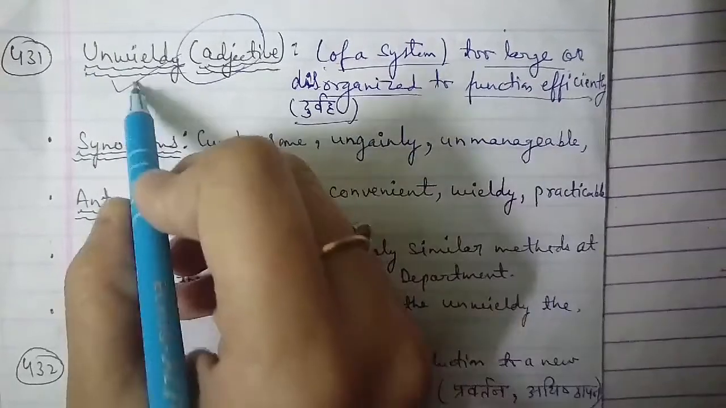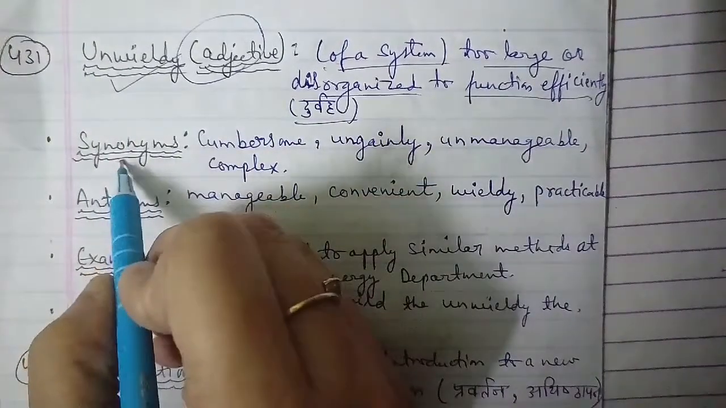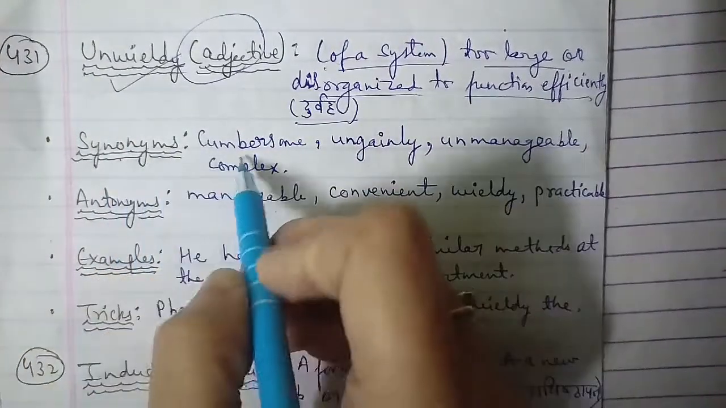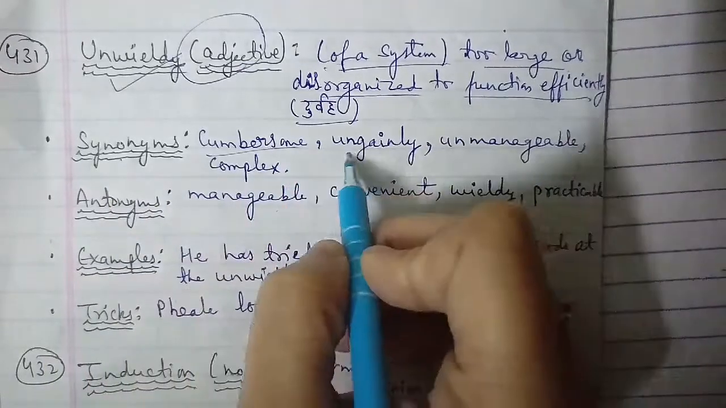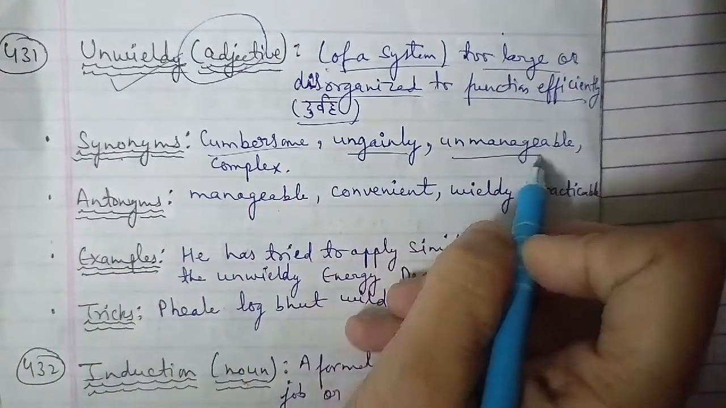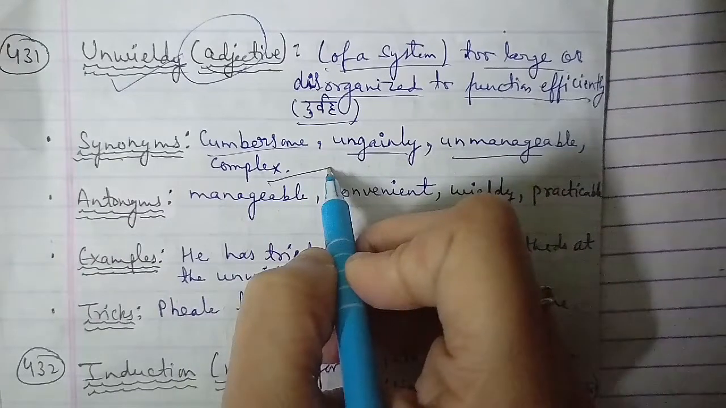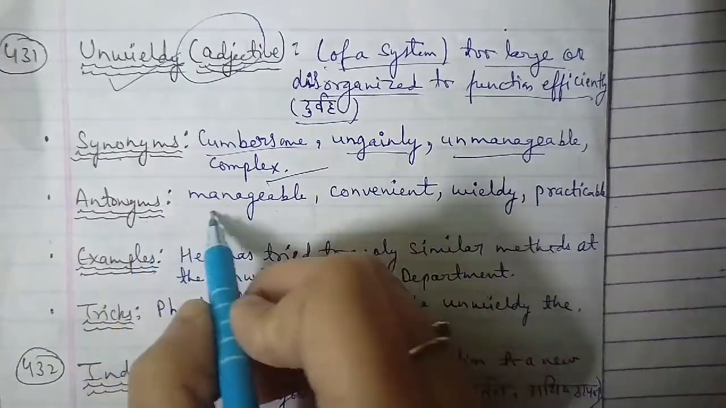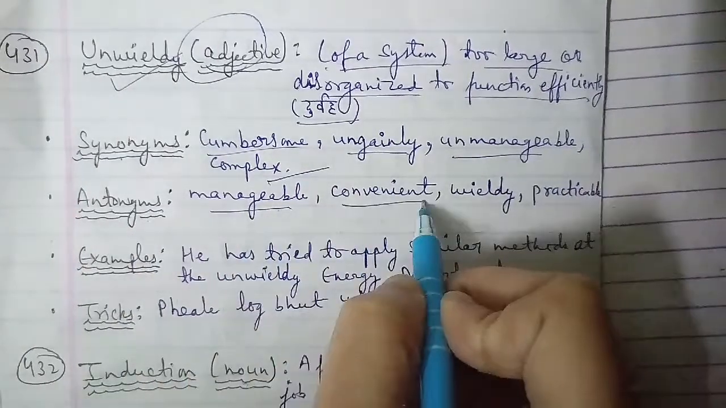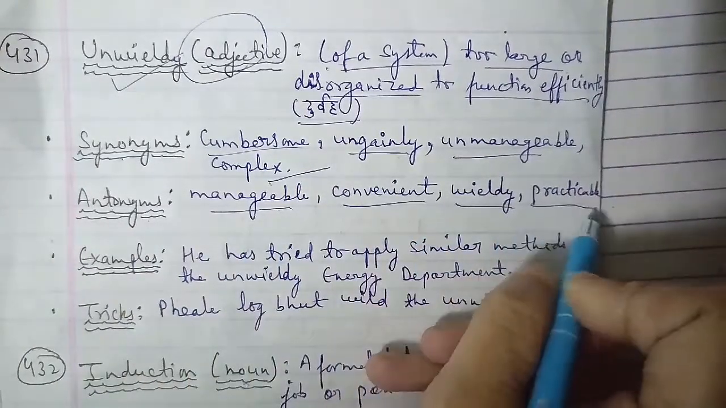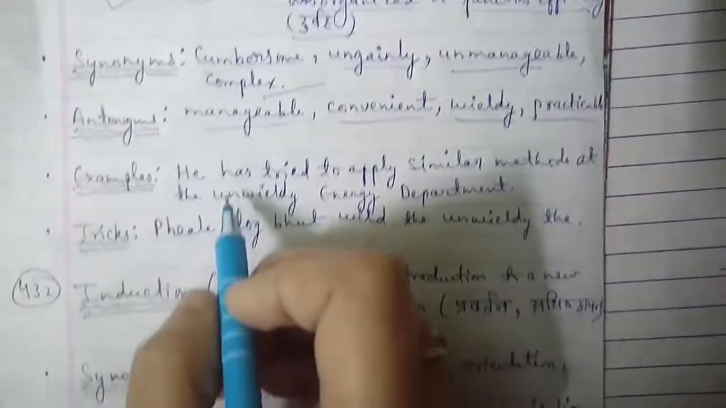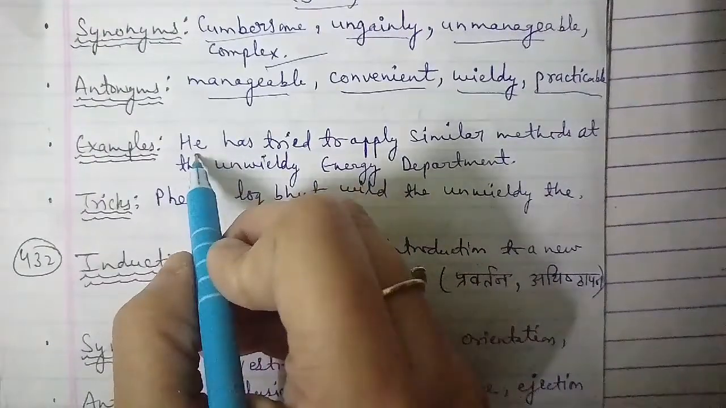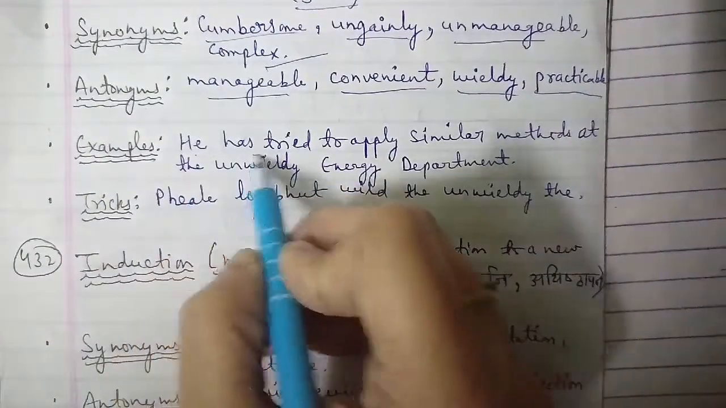Now the trick to learn this unwieldy meaning: पहले लोग बहुत वाइल्ड और अनवियरली थे. It means पहले लोग बहुत वाइल्ड थे, अनवियरली थे, इसका मतलब दुर्वाह थे, डिसऑर्गेनाइज थे. That is the trick to learn the word unwieldy with its meaning. Now the next word that we have is the 432nd word, and the word is induction.